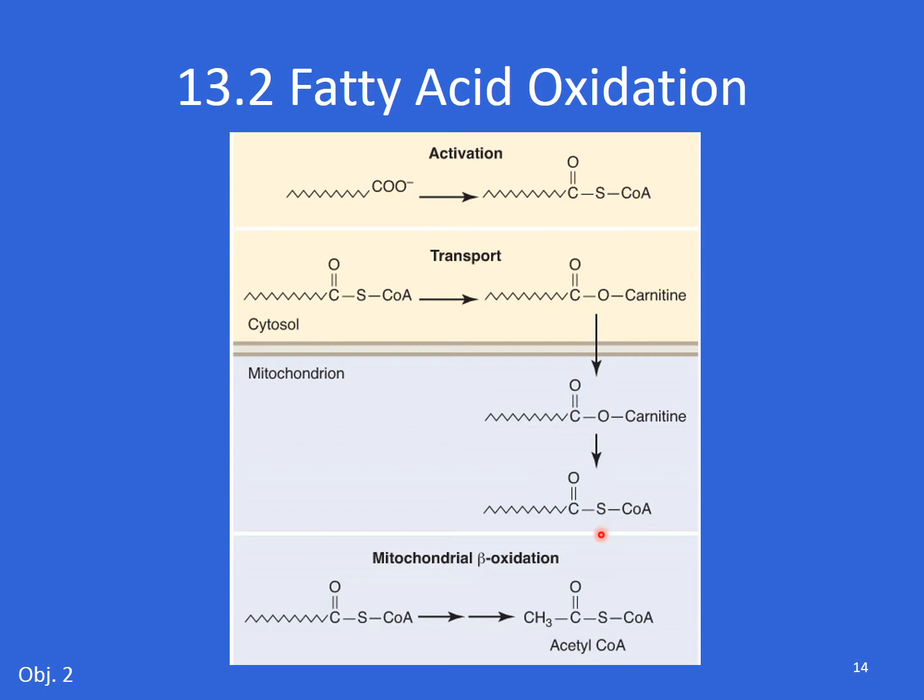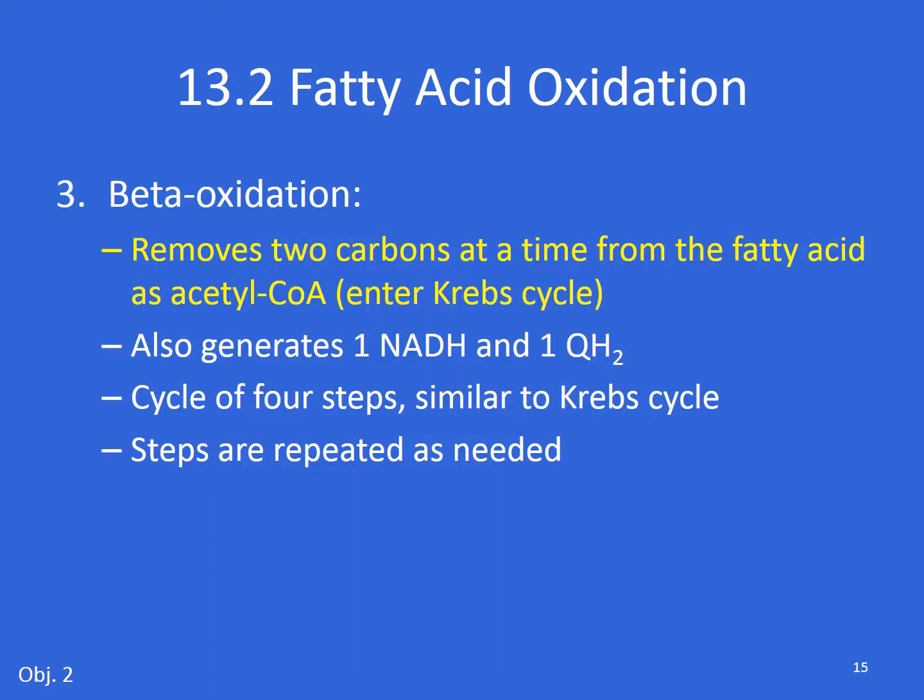So now we're going to talk about the third step, which is beta-oxidation. This is where we're actually going to be extracting energy from the fatty acid. So how does it work? Each round of beta-oxidation removes 2 carbons at a time from the fatty acid in question, and it converts them to acetyl-CoA. And that resultant acetyl-CoA can enter the Krebs cycle. And it also generates 1 unit of NADH and 1 QH2.